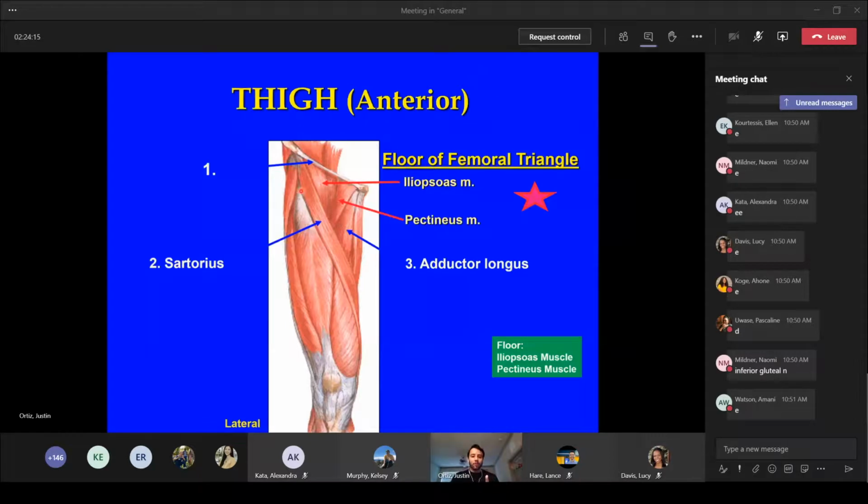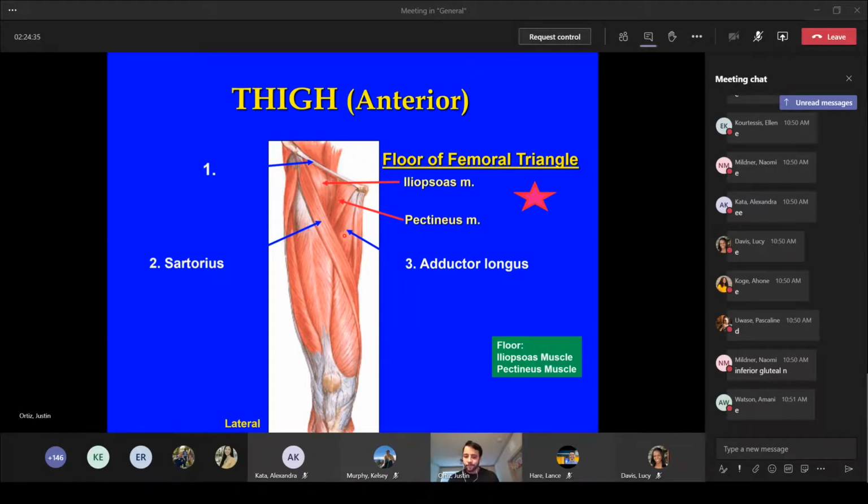Remember, the lateral border is going to be your sartorius, which is like your seatbelt. I think of it as like a seatbelt muscle. Then you have your superior border, which is your inguinal ligament. And then you have your medial border, which would be your adductor longus. The floor is going to be your iliopsoas as well as pectineus muscle. So I would note those.